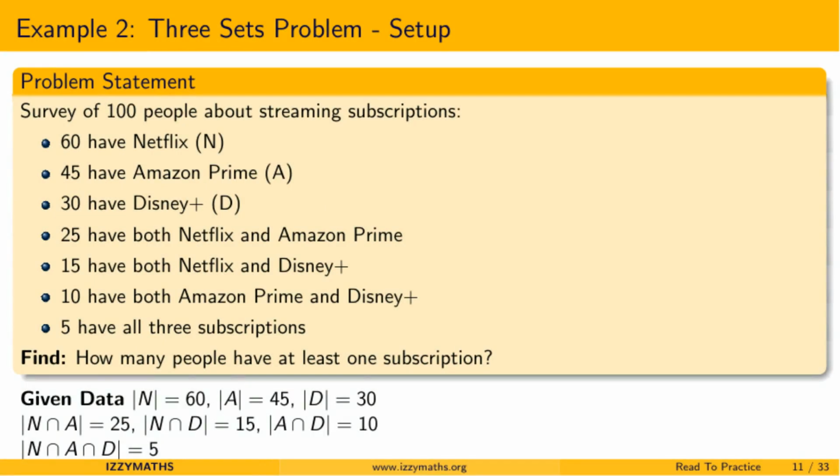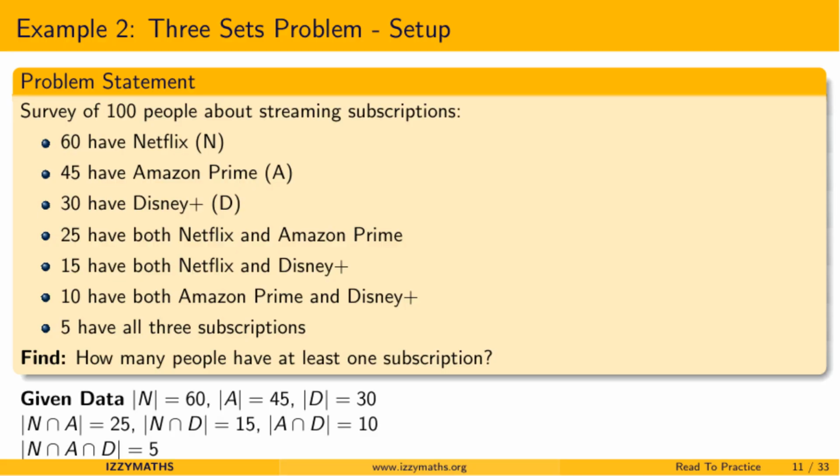Our second example involves 3 sets. In a survey of 100 people about streaming subscriptions, 60 have Netflix, 45 have Amazon Prime, and 30 have Disney Plus. 25 have both Netflix and Amazon Prime, 15 have both Netflix and Disney Plus, 10 have both Amazon Prime and Disney Plus, and 5 have all 3 subscriptions.